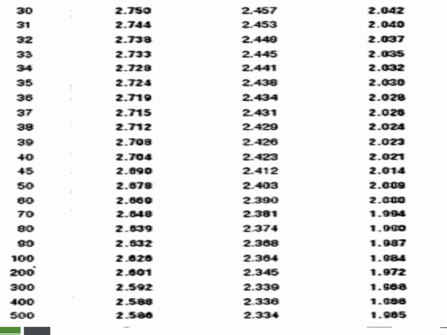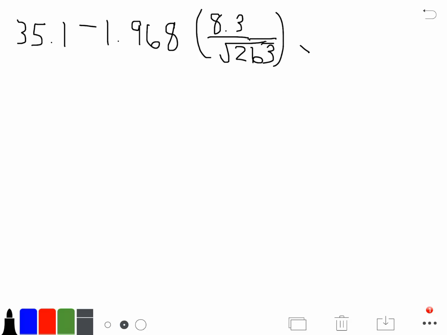And we're going to get 35.1 minus 1.968 times 8.3 divided by the square root of 263, close the parentheses. That's less than mu, which is less than the exact same thing on the other side with just a plus sign.